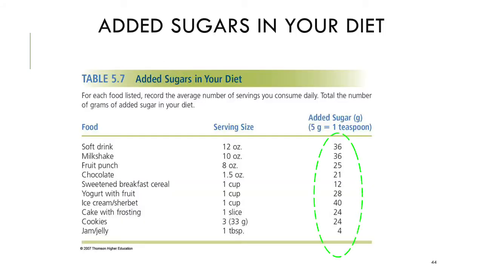Now, this slide, this particular table, is derived from a textbook. Basically it shows you in general how many teaspoons or grams of sugar can be present in all these types of commonly consumed food, like soft drinks, milkshake, fruit punch, chocolate, etc. And it's quite astonishing, the amount of added sugar inside them.